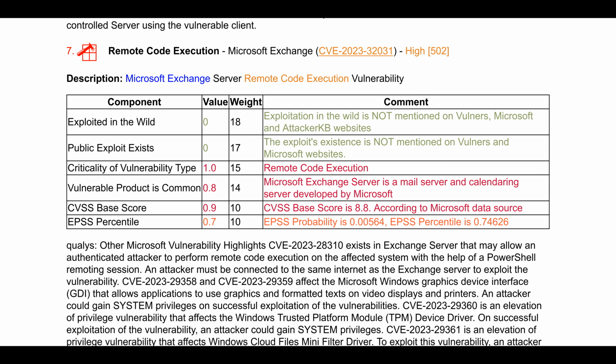Remote code execution in Microsoft Exchange, CVE-2023-32031, CVE-2023-28310. CVE-2023-32031 was discovered by ZDI researcher Piotr Bazydlo and is a bypass of both CVE-2022-41082 and CVE-2023-21529. The former was listed as being under active exploit.